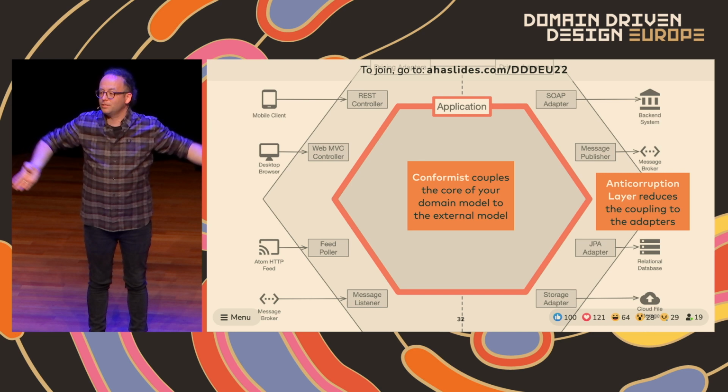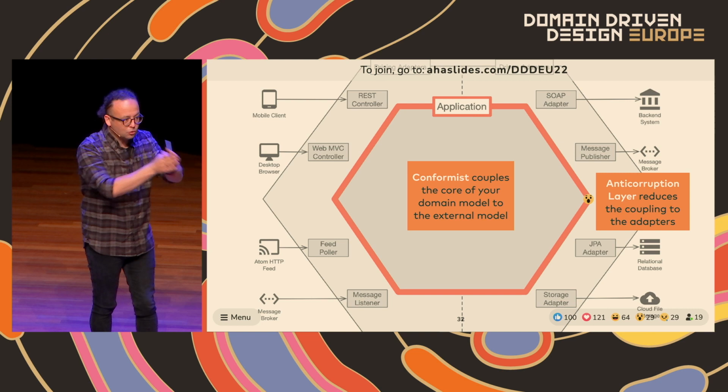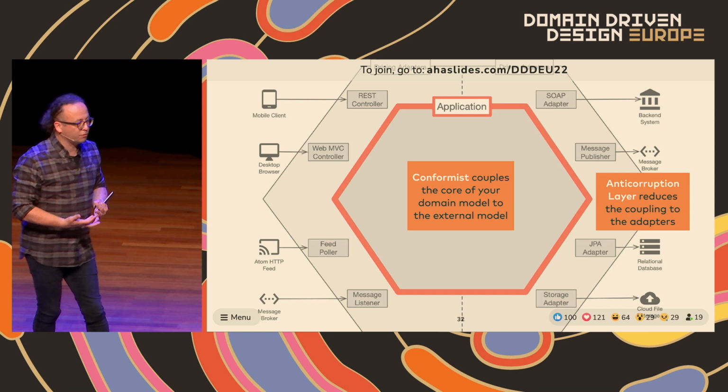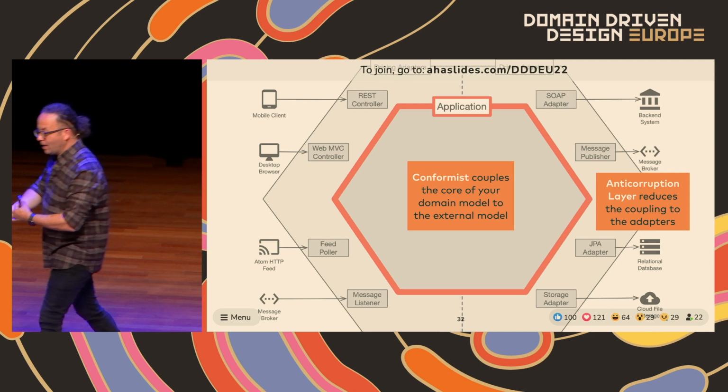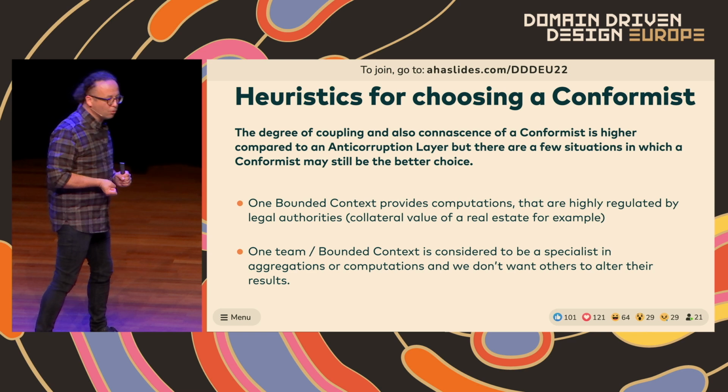So if you talk about coupling, the coupling of the conformist goes deeper into your application. You need to change more. And the impact of the changes of the conformist is way higher. Whereas on the anti-corruption layer, you prefer a looser coupling, and the impact of the changes usually ends at your adapter level.